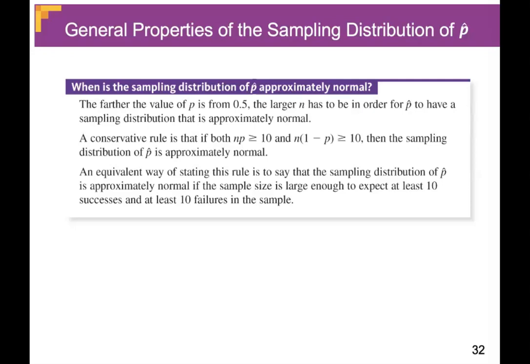So a conservative rule that you can apply to ensure that you're going to get a relatively normal distribution with these sampling distributions is that your sample size times the true proportion should be greater than or equal to 10, and then your sample size times 1 minus the true proportion should also be greater than or equal to 10. Another way of saying that is that in any given sample, you should expect to have at least 10 successes and at least 10 failures.